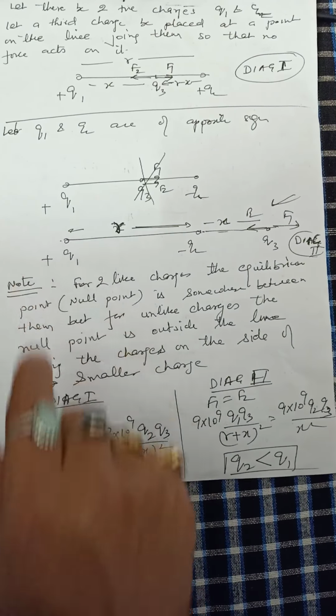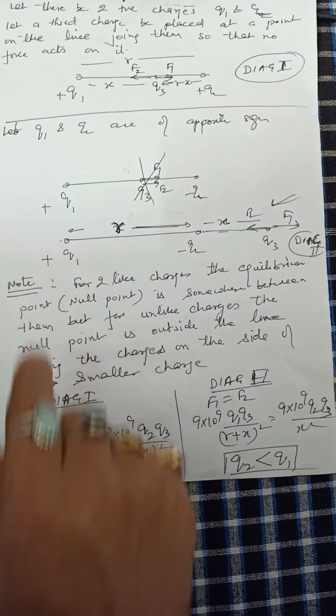Now we come to question number 13. 2 point charges plus 1 microcoulomb and minus 0.25 microcoulomb are 0.4 meter apart in air. Find out at which point on the line joining them a third charge must be placed so that no force acts on it. Now see the diagram. 1 microcoulomb, 0.25 microcoulomb. The null point will be outside the line on the side of the smaller charge. Distance r, that is between the two charges, 0.4, and x is the distance from the smaller.